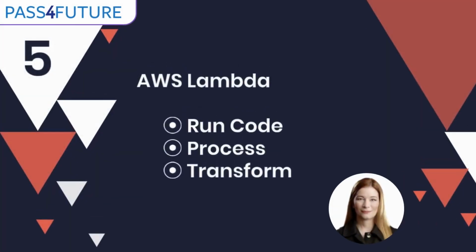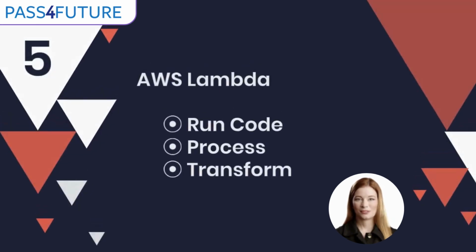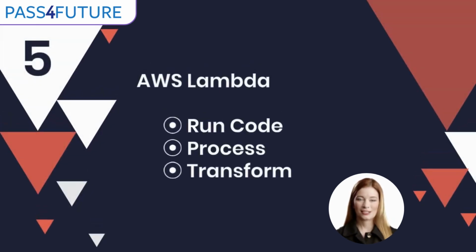Number 5. AWS Lambda, a serverless compute service that lets you run code without provisioning or managing servers. With Lambda, you can run code for virtually any type of application or backend service with zero administration. It's perfect for data processing tasks, such as transforming data before it's stored, filtering data in real time, or triggering workflows based on changes in your data streams.